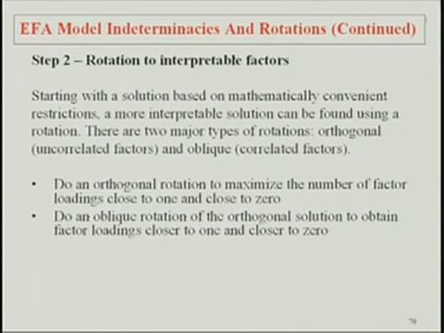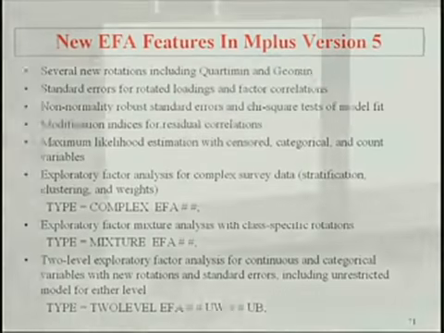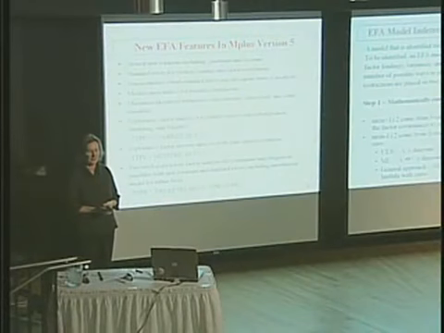You then, to get the oblique rotation, start with the orthogonal solution and allow the factors to correlate such that the factor loadings are as close to 0 and 1 as possible. So that's basically the idea behind EFA. Now we're happy to say, a lot of new features in version 5 to do with EFA.